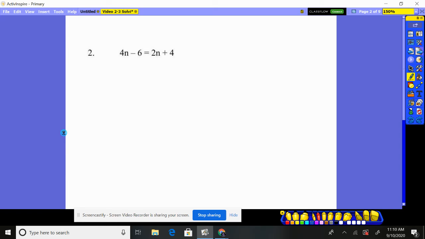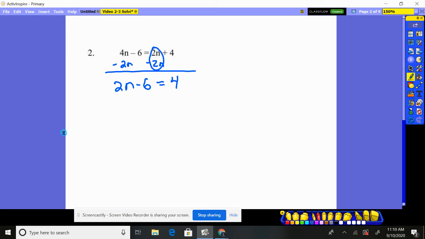Problem 2, 4n minus 6 equals 2n plus 4. So I'm like, hey, I got 4n's to the left of the equal, 2n's to the right, so I want to get all my variables together. So to me, it makes the most sense to go ahead and subtract 2n from both sides of the equation. This gives me 2n minus 6 equals, that goes away, 4.